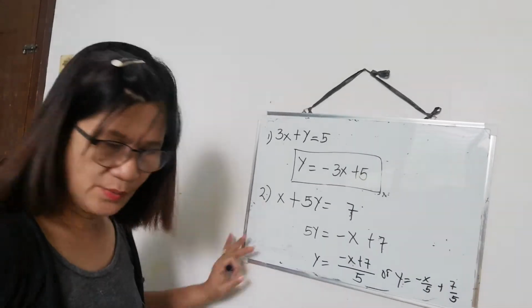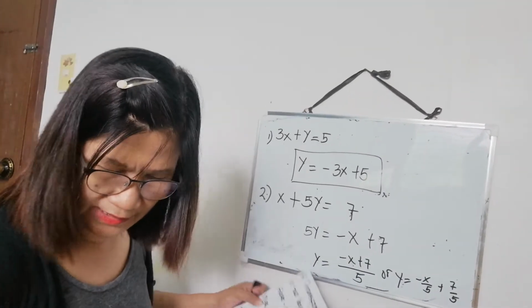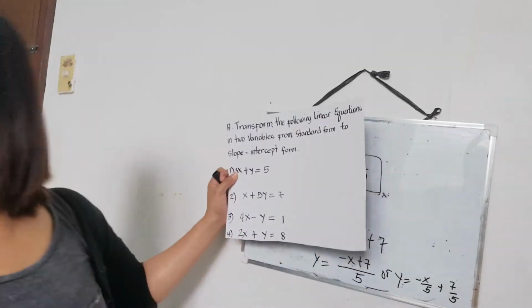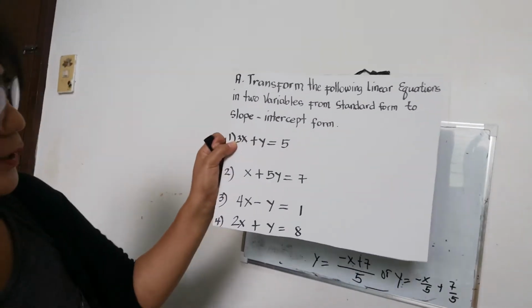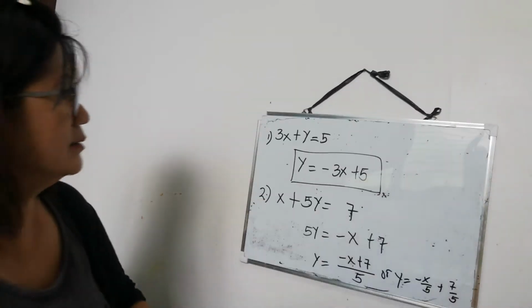Okay? So, let's have another one. Or another example. How about this one? How do you transform 4x minus y equals 1?